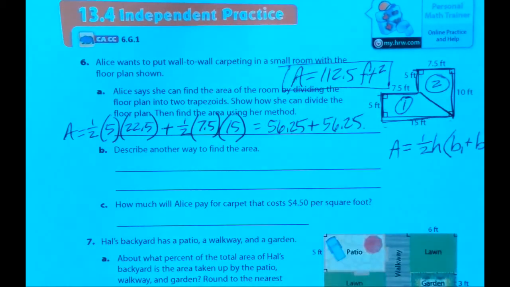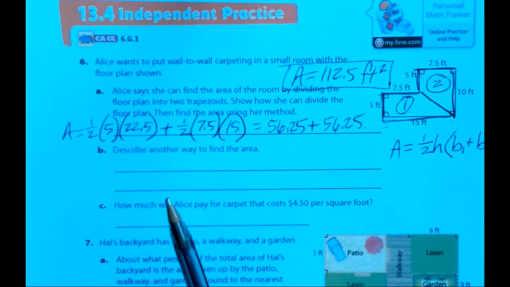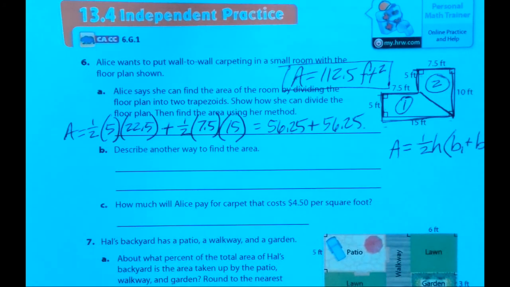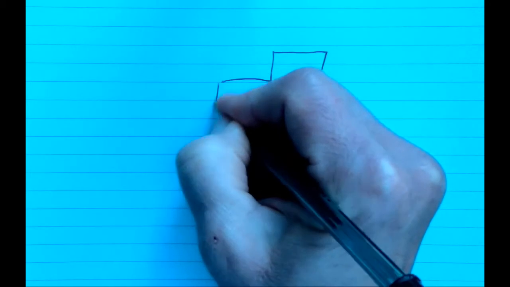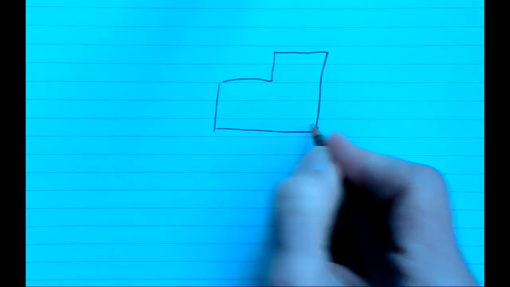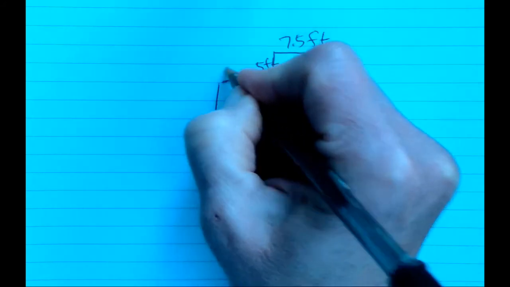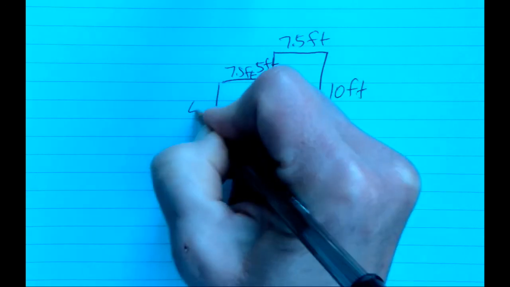Now the second part of this asks you to find the area using another method. This time I wish I could do this, but I think I'll do this on a piece of paper now. I'm just going to quickly draw this. So this is 10 feet. This is 7.5 feet. This is 5 feet. 7.5 feet, 5 feet, and 15 feet.